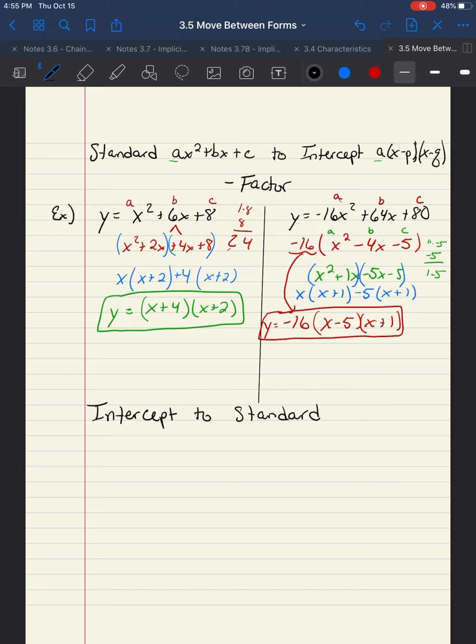Okay. Now, we need to see how to go from intercept form to standard form. We are going to distribute the 2 sets of parentheses. Then we will distribute whatever a is. And then finally combine like terms.